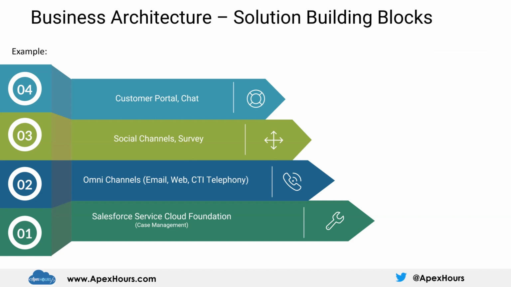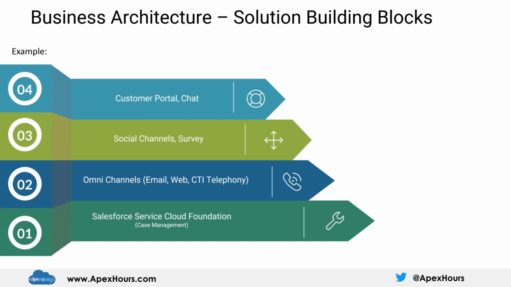And from a solution point of view, as an architect, should we think about, okay, let's do first, if you see this particular example, the Service Cloud Foundation, where we'll have the case management. On top of that, in the coming phase, we'll introduce omni-channel with email, web, CTI possibly. And on top of that, in the next phase, we'll go with the social channels and possibly survey. And later on, we'll go with the customer portal and chat capability. I'm not saying that every project should follow this. This is just an example I have put forward over here. But think about it: you go with a customer portal without having a Service Cloud Foundation. Will it work? I don't think it will work.